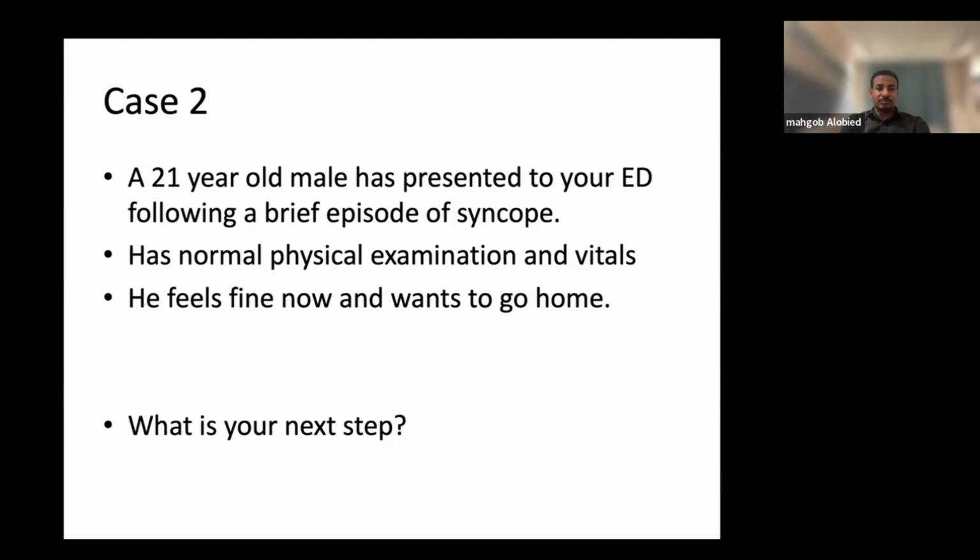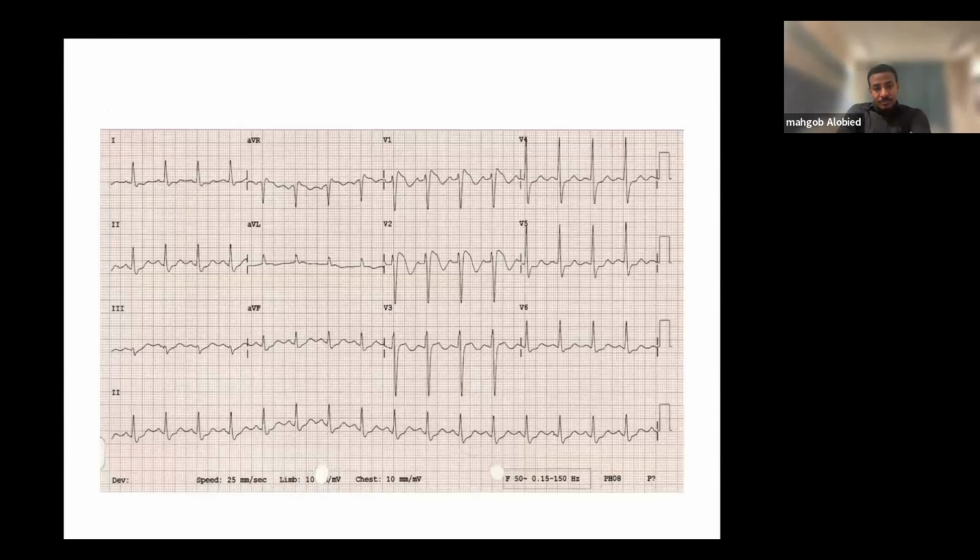So the history is not enough, right? There's not much detail in the history, and the examination is not helpful here. But anyhow, you can deal with syncope from the ECG, as in this patient. Your next step will be to do the ECG, and here is your ECG. So what do you think of this ECG? Brugada?